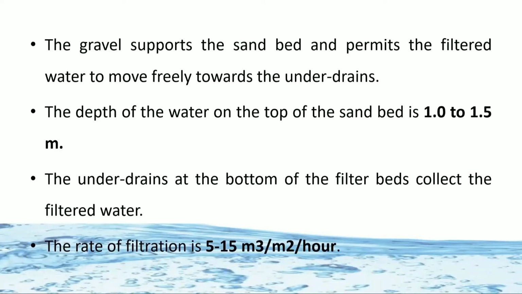The underdrains at the bottom of the filter bed collect the filtered water. Here, the rate of filtration is 5 to 15 m³ per square meter per hour. In the slow sand filter, this filtration rate was 1 to 4. Here, the filtration rate is 5 to 15. So here the filtration rate is more.